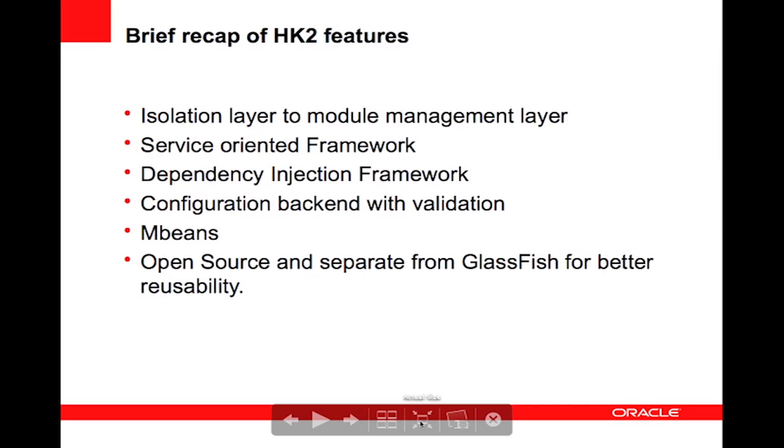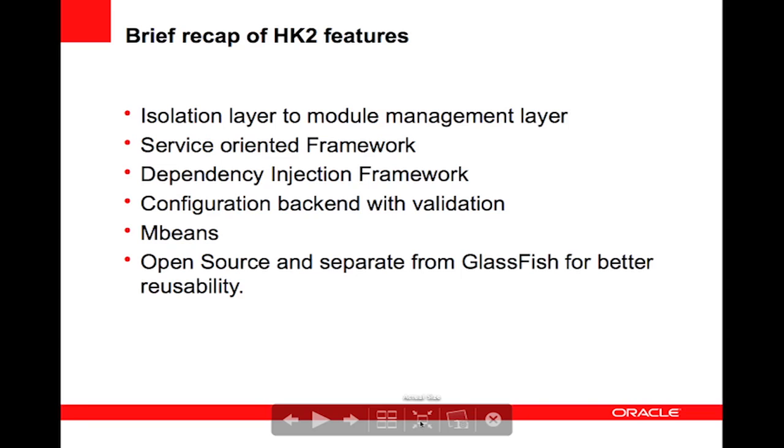And the first feature that comes to mind, of course, is an isolation layer to the module management system. So basically, you can see the module management as OSGi, and we've got an isolation layer on top that allows us to be independent of the OSGi APIs. On top of that, GlassFish is architected around a service-based architecture. And that means that we needed a really strong framework for declaring services and consuming services, and that is something which is done in HK2 and basically done through annotations.